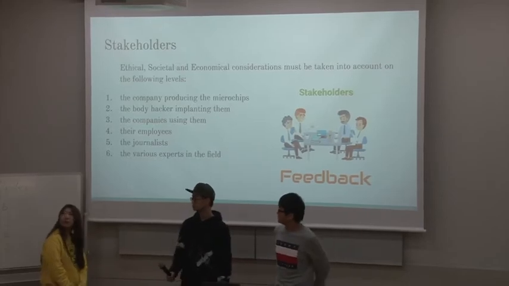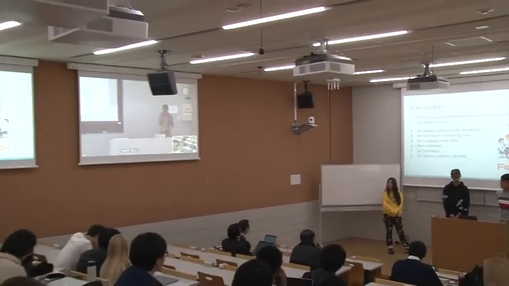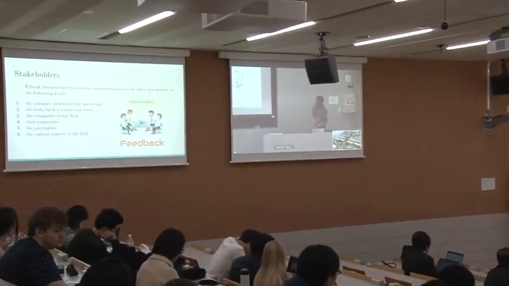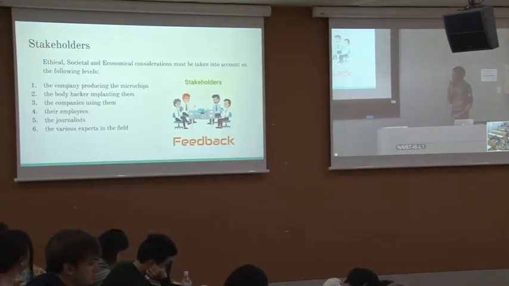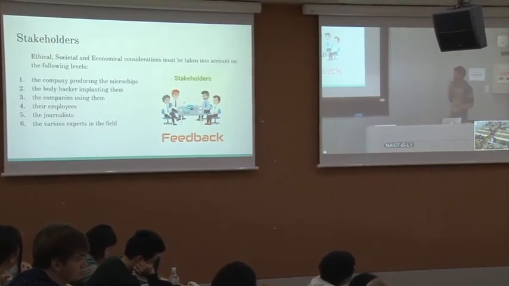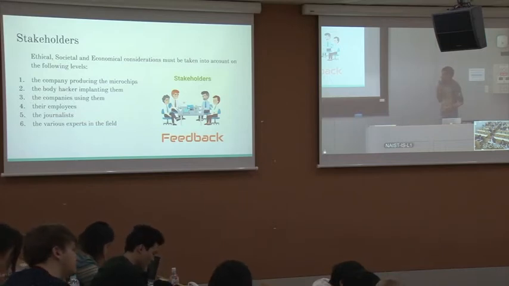So the stakeholders involved in our company idea are basically the companies producing the microchips, that is the manufacturers themselves, and also the body hackers, that is the doctors who will implant the microchips in the bodies of the users, and then the companies that will buy the microchips for their employees, and the journalists, because they are very important in order to change the mentality of society, and the various experts in the field. Right. Next, please.